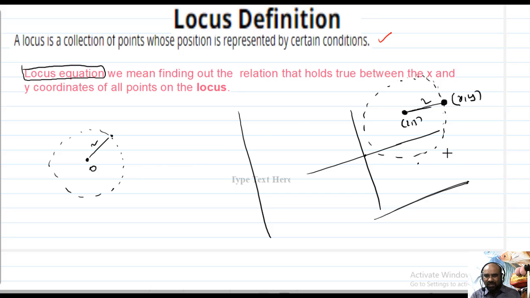Locus equation. Identify the difference. Here we simply write that the locus is nothing but a circle, or a straight line, like that. Here, locus means x square plus y square equals something, just like we write algebraic equations.